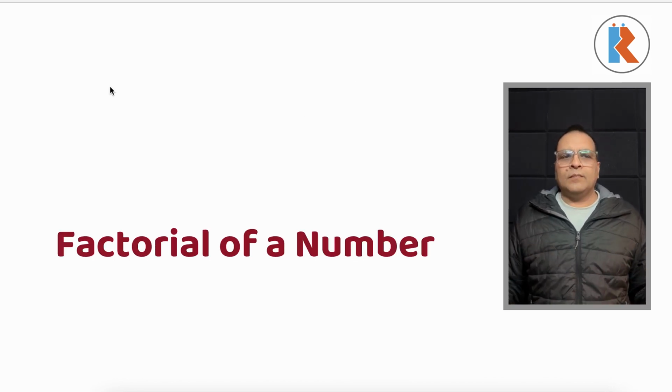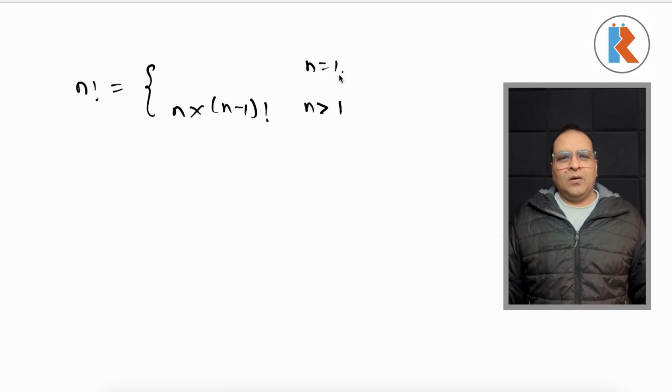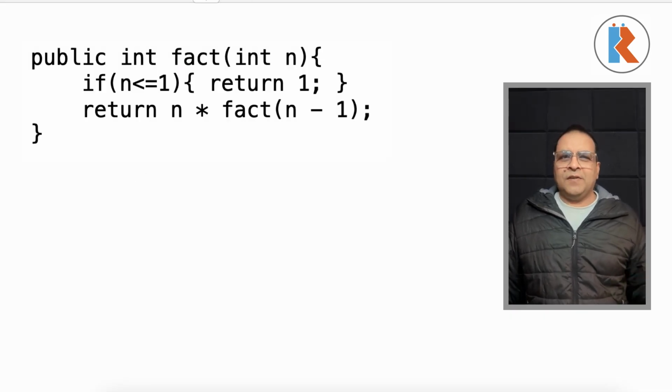You must have written the code to compute the factorial of a number. Mathematically, factorial of n is n into factorial of n minus 1 for all n greater than 1. And if n is equal to 1 or 0, then this number is 1. When we convert this mathematical definition into code, it will become a recursive function.